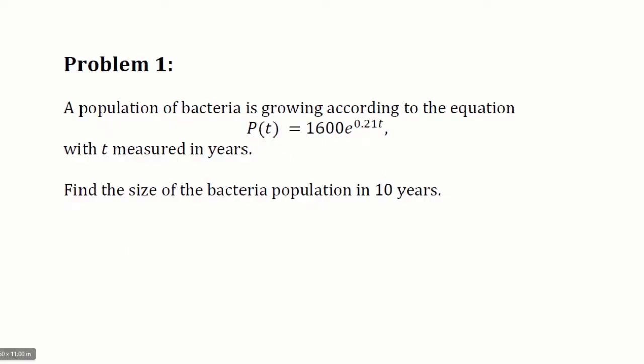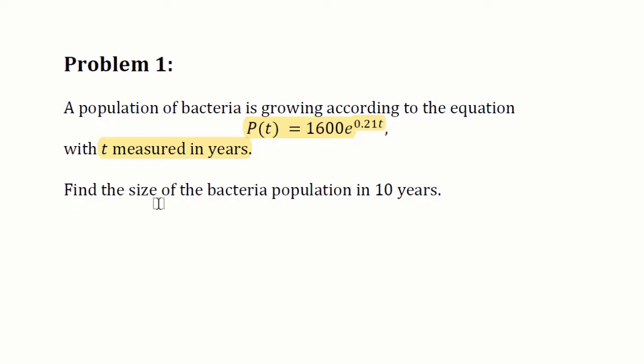All right, so here we go. In this problem, we're looking at a population of bacteria that is growing. So what we have here is a population, a quantity, okay? Because there are a lot of bacteria in this population, we regard that as a population of bacteria. A population of bacteria is growing according to the equation P of t, the population size as a function of t, equals 1600 times e to the 0.21t.